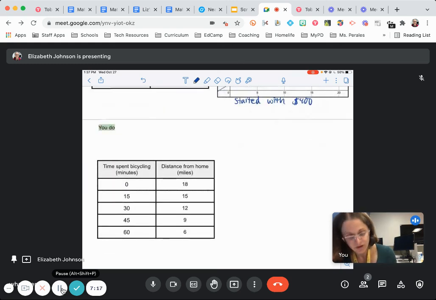Down below, there are a couple problems here for you to work. Give them a try. Remember, what you're looking for is the slope and the y-intercept, and you also want to think, what do those tell me about this situation?